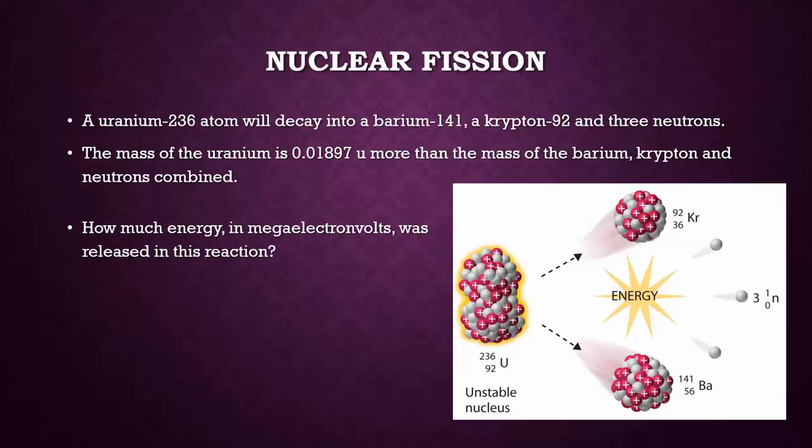I want to know how much energy in mega electron volts was released in this reaction. The first step is to set up a proportion. 1 universal mass unit over 931 mega electron volts equals 0.01897 universal mass units over x. If we cross multiply and divide, we get an energy of 17.7 mega electron volts.